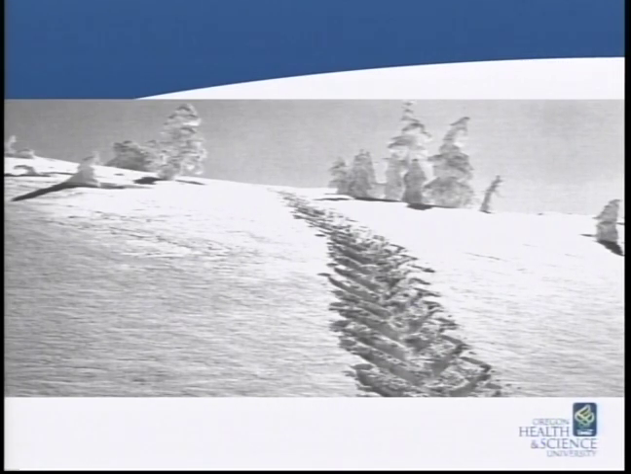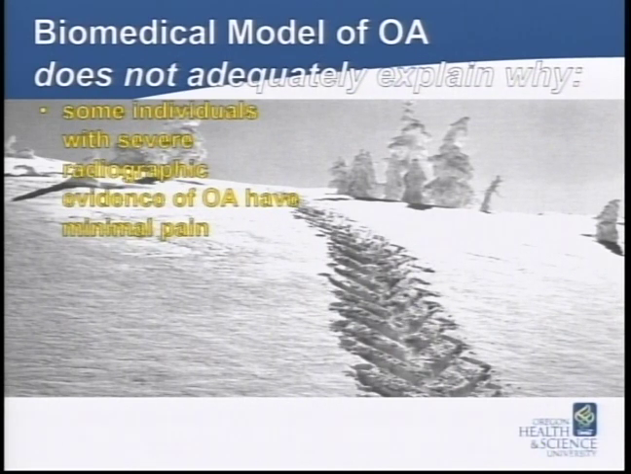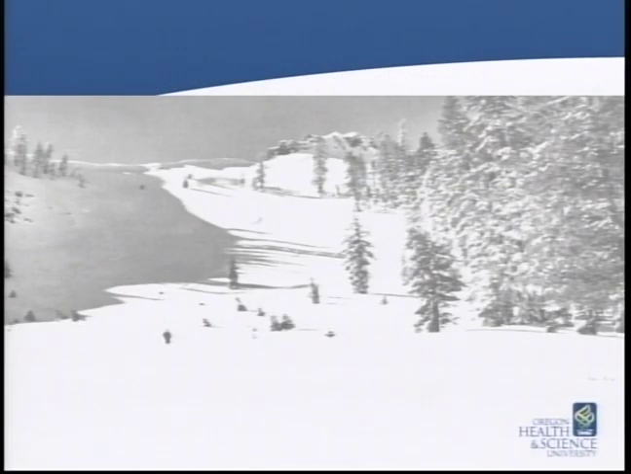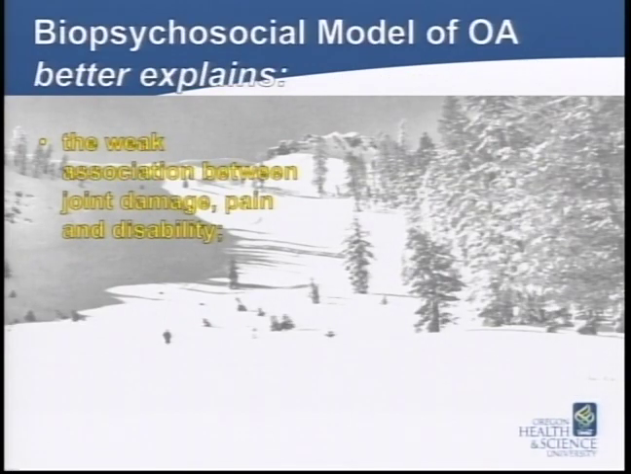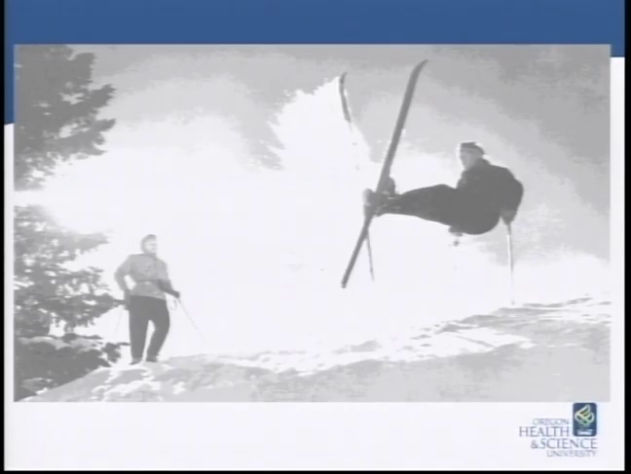So why did we take this side trip? Because the biomedical model does not adequately explain what we commonly see in clinic, which is some individuals come in and they have really significant arthritis, and they really have minimal pain and disability. And we have other patients that have really minimal radiographic findings and have severe pain and disability. This biopsychosocial model much better explains this weak association between the joint damage and the pain and disability, and why some individuals react differently to the same intervention.